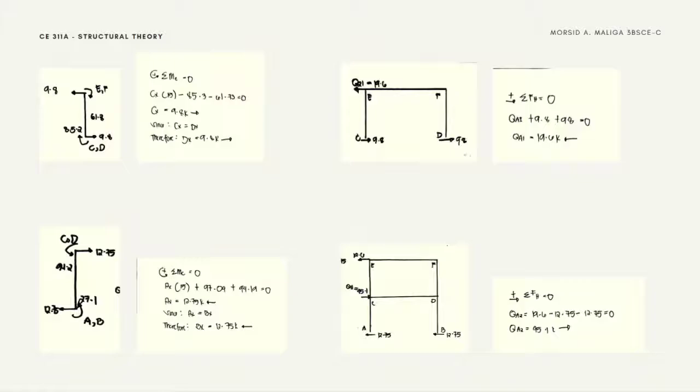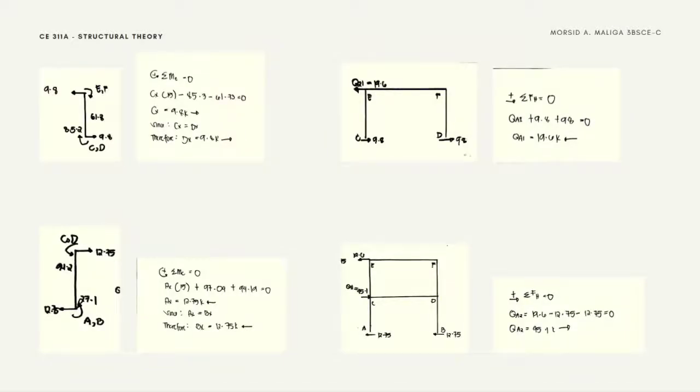Ayan na siya. So, if you're going to calculate that, transpose natin yung values, ang Cx natin, madetermine natin as 91.8 kips to the right. That means it is positive. Also, since Cx is equal to Dx, we have also 9.8 kips to the right also.